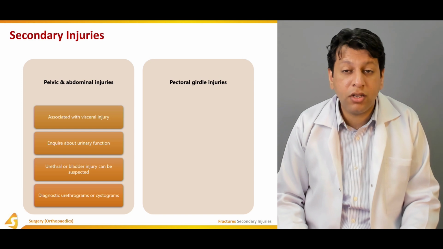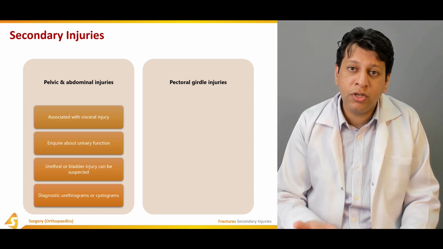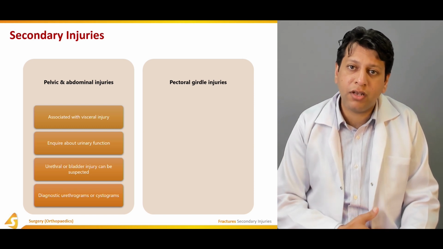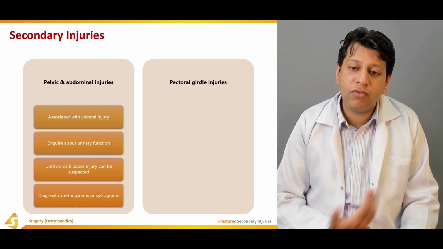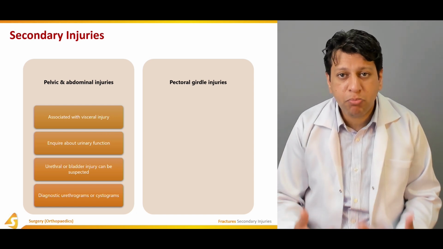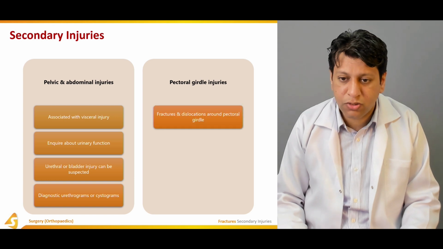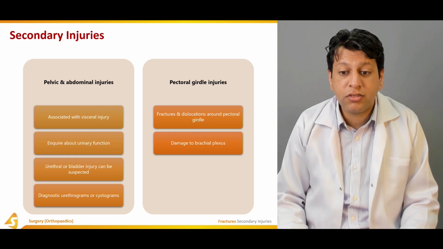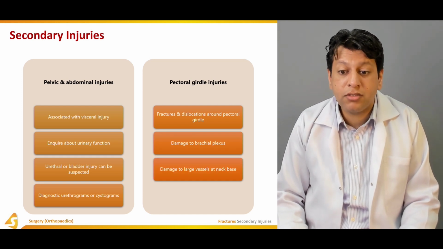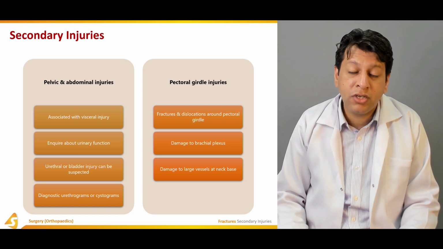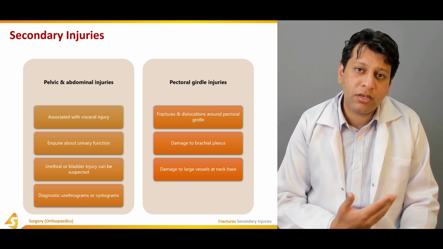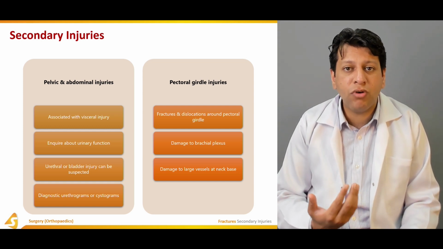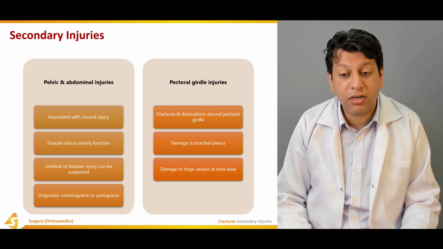Then there could be pectoral girdle injuries. In the story I just told you, the patient fell on the left side, so probably the first thing he hit was the left pelvis, and the second was the left shoulder. So there may be a polytrauma with associated injuries as well. There could be fracture or dislocation around the pelvic girdle. There could be shoulder dislocations. There could be damage to the brachial plexus. There could be damage to large vessels at the base of the neck, especially if the neck is going in the opposite direction and the shoulder is going in the other direction.